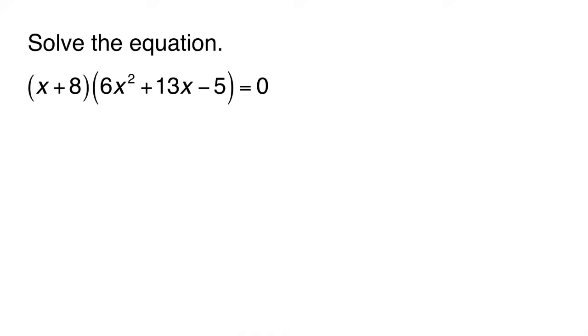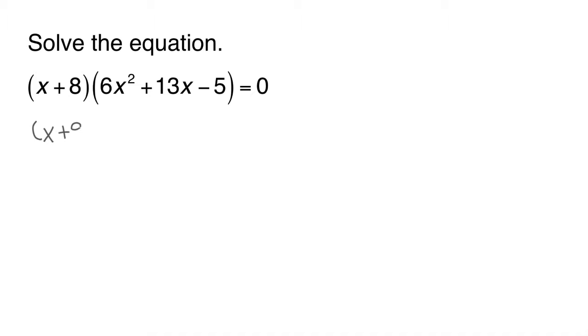Solve the equation. (x + 8)(6x² + 13x − 5) = 0. Here we have a product equal to 0, so we know that we're going to use the zero factor property. However, before we do, we'll notice that our second factor can be factored further. So we'll do that first.